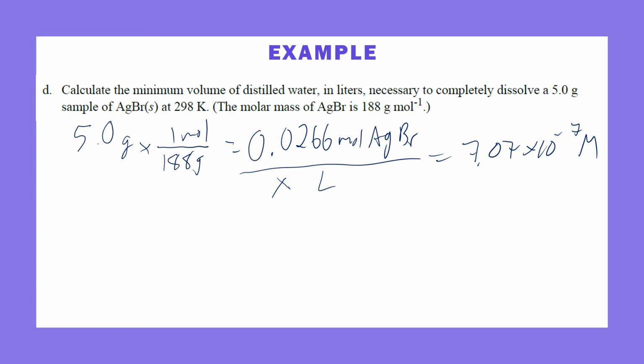So you just need to solve for X here, and you get a ridiculously large number of liters, which is kind of fun. But it's 37,600 liters to 3 significant digits, which is just a huge number of liters. But that's kind of to illustrate just how insoluble silver bromide is. It's very, very insoluble, so you need lots and lots of water to dissolve even just 5 grams of it.